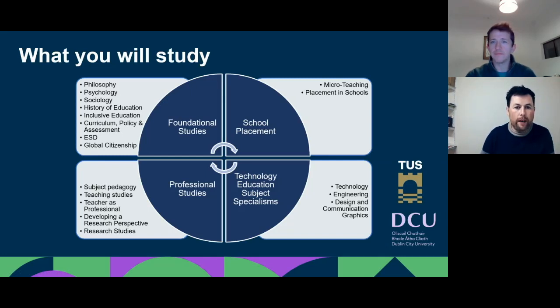So this program is split jointly between TUS in Athlone and DCU here. So for your first 2 years, and Ronan will talk a bit more about this, you'll be studying more of the discipline subjects, so more of the subjects of technology and engineering and graphics. But then when you go to your 3rd and 4th year in DCU, you'll be leaning a bit more towards the education side of things. And part of that is 2 relatively long blocks of school placement, where you'll be working more or less full-time in schools. And that happens for half of your 3rd year, which will be semester 2 of your 3rd year, and half of your 4th year. So semester 2 of your 4th year.